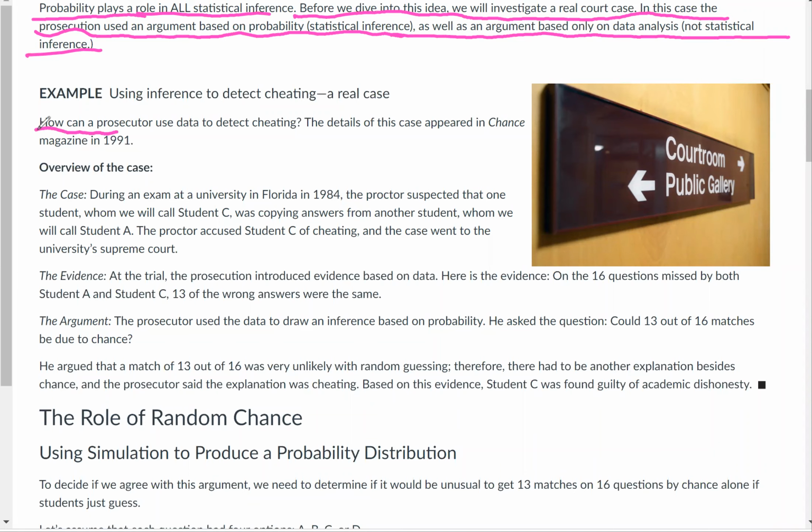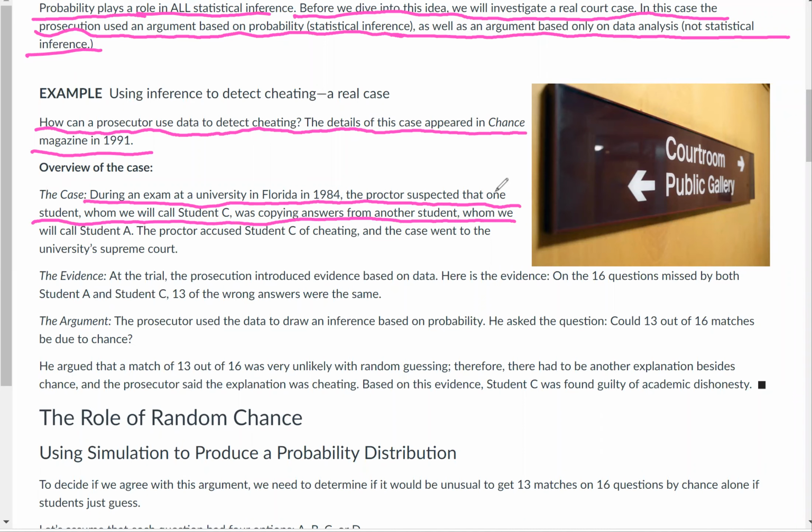The example asks, how can a prosecutor use data to detect cheating? The details of this case appear in Chance magazine in 1991. The case looks like this. During an exam at a university in Florida in 1984, the proctor, the person giving the exam, suspected that one student, whom we will call student C, was copying answers from another student, whom we will call student A. The proctor accused student C of cheating, and the case went to the university's Supreme Court.